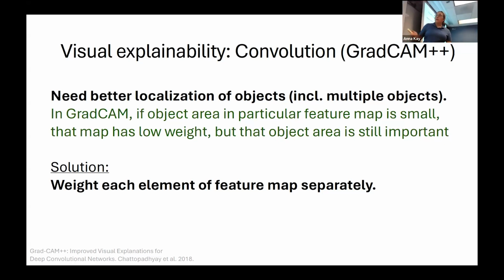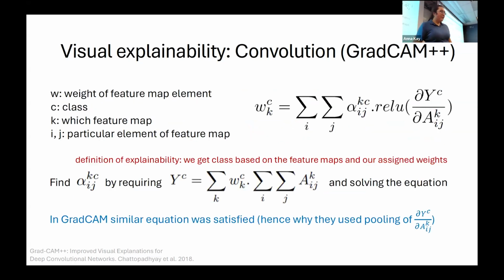So in GradCam, if a particular feature or a particular element of the image is small in the map, that map has low weight, but the object area is still important. So we do want to weight things separately. So this is what happens in GradCam++. They say that we're going to weight, so the W is the weight that we're going to be assigning to every point on the feature map.